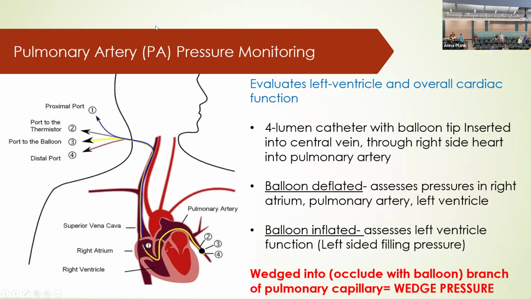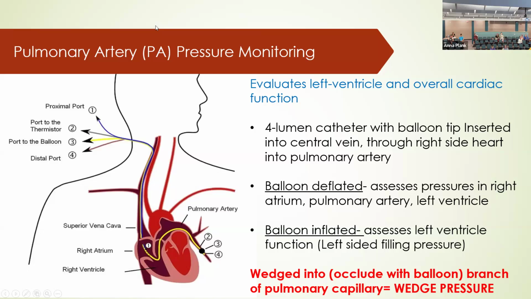So you're going to go in through the neck. You're going to go down into the heart, thread all the way through the right atrium, the right ventricle, and into the pulmonary artery. This has a little balloon on the end that's going to float into an offshoot of the pulmonary artery, in a capillary. They're going to leave that little tip there, and it stays in there the whole time.